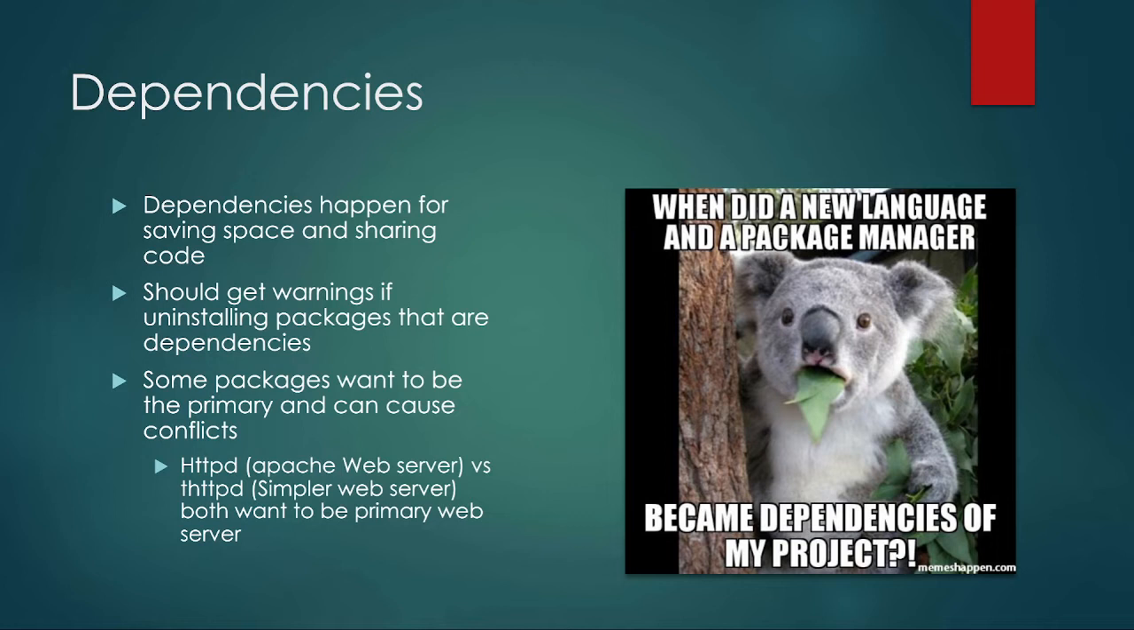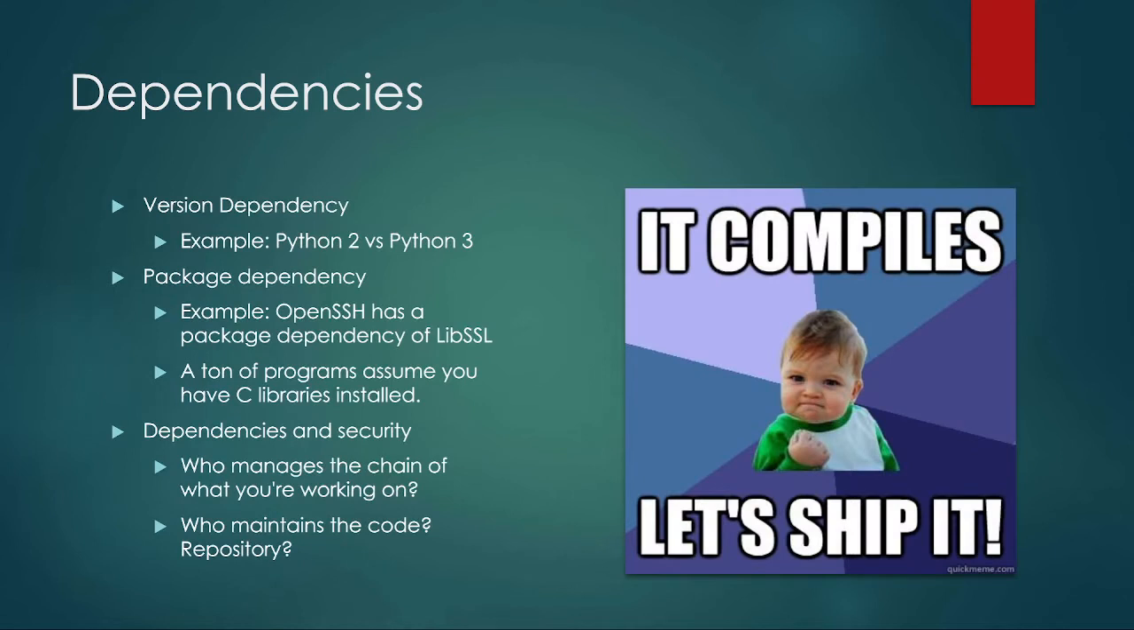Some packages do also like to be a primary, and that can also cause some conflicts. For example, HTTPD, the Apache web server. Any of the web servers really like to be the primary web server, so you do have to be a little bit careful about that when we're talking about dependencies and what's reliant on other things, and sort of what wants to win for who's going to take primary top.